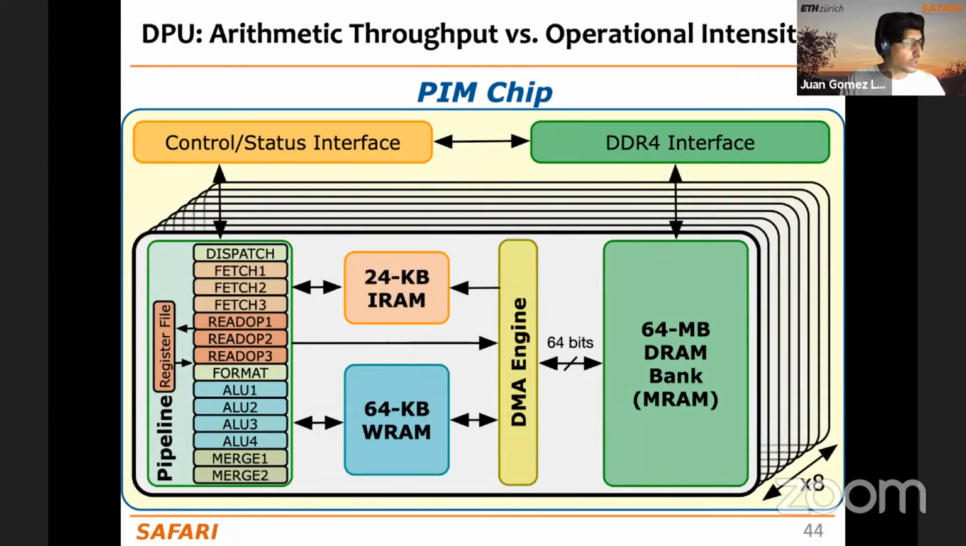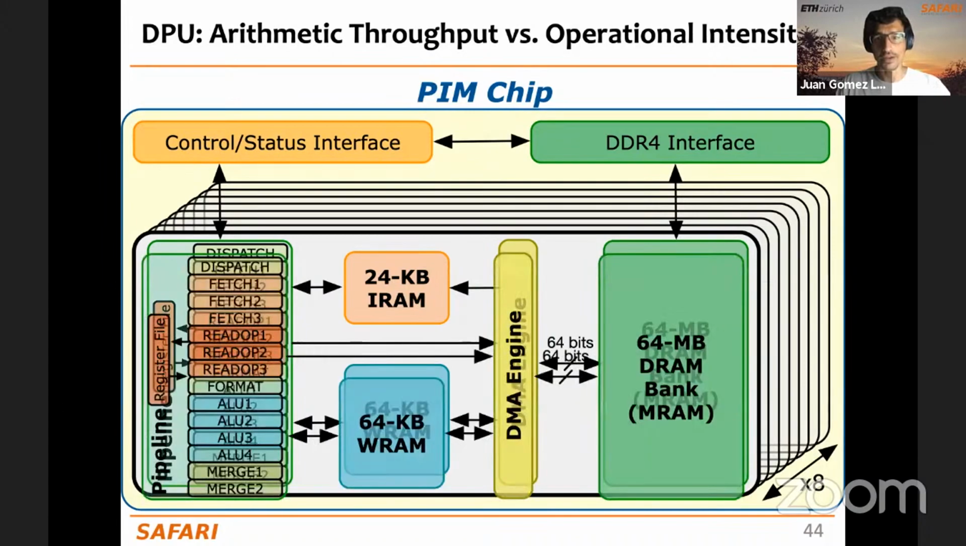Okay, now we are going to finish with something pretty interesting, I believe. This is the comparison between the arithmetic throughput and the operational intensity. So we want to see how the arithmetic throughput relates to the operational intensity of a program, because I believe that this is going to provide some interesting insights.